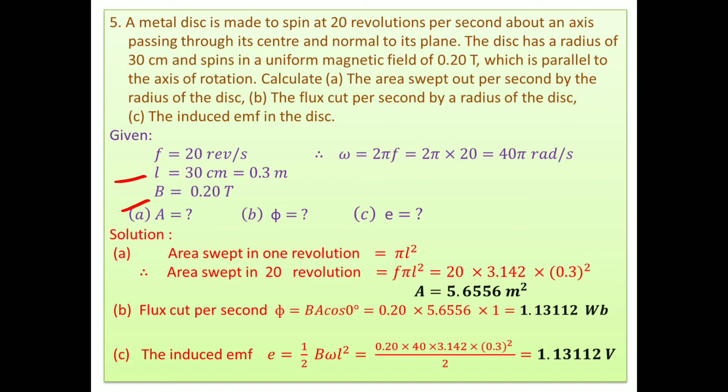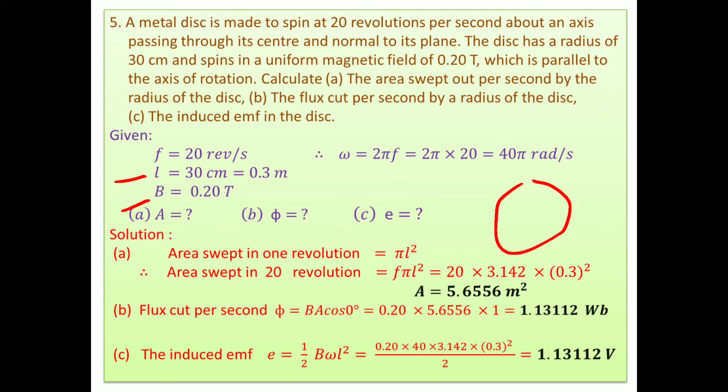Look here, frequency of revolution is 20 revolutions in 1 second. Then 20 is the frequency. So, in one revolution, how much area is swept by the disk? In one revolution, area swept by the disk is pi r square. But here the radius of the disk is taken as L, so pi L square is the area swept in one revolution.